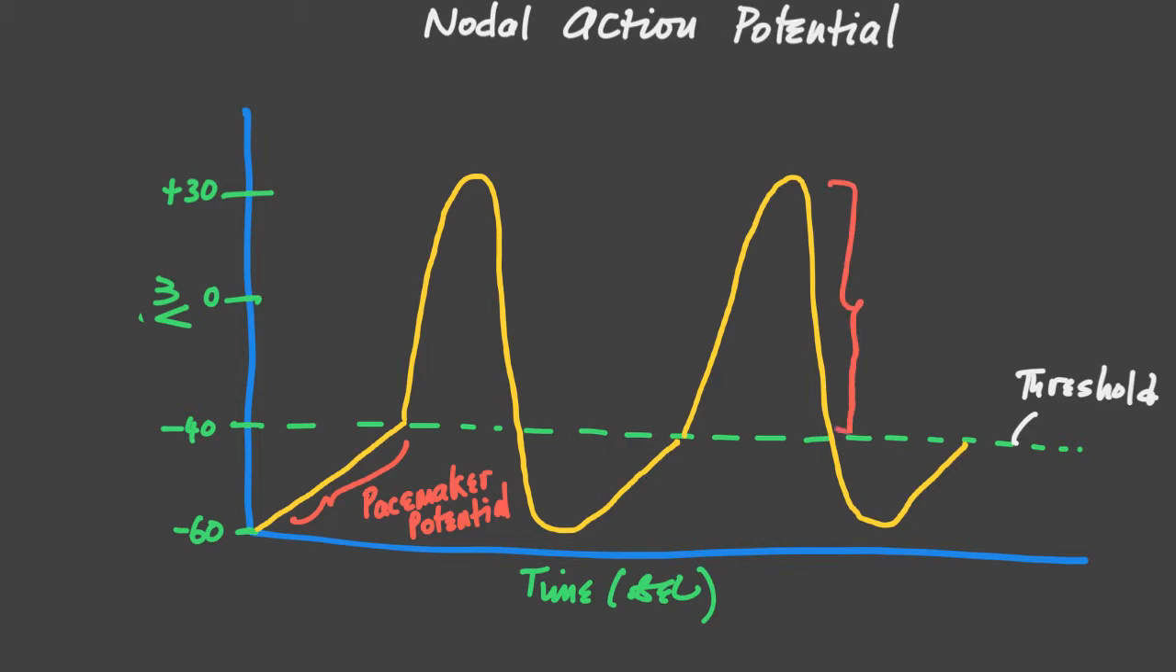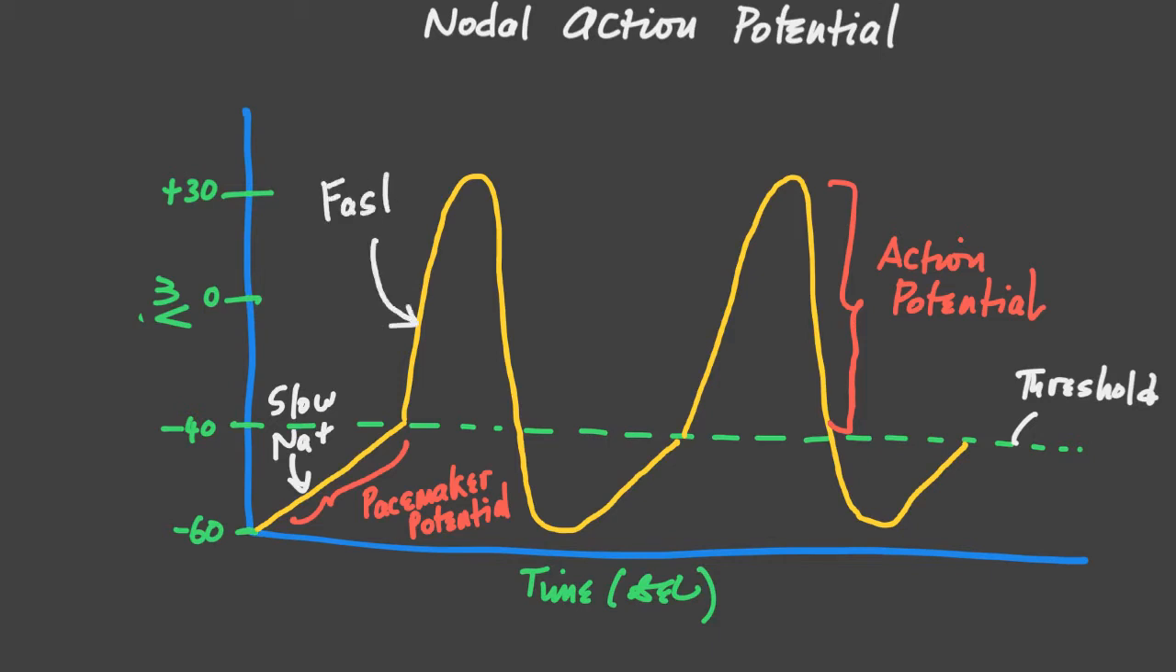So the action potential has a depolarization phase and a repolarization phase. The depolarization phase is caused by calcium and the repolarization phase is caused by potassium. So let's review this. The pacemaker potential is caused by slow sodium inflow, depolarization by fast calcium inflow, and repolarization by fast potassium outflow. Together we have an action potential.